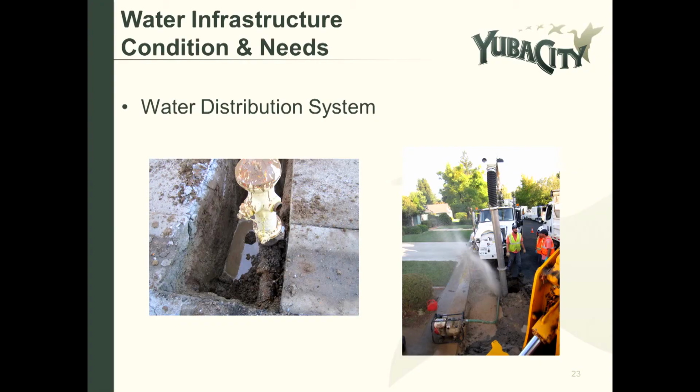Our water distribution system, we continually have leaks within our water distribution system. We recently went through the process of doing a water loss control project where we identified that we lose approximately 1 million gallons per day through water losses. And you'll never recover that amount, but you could recover a good portion of it through addressing leaks within the distribution system.